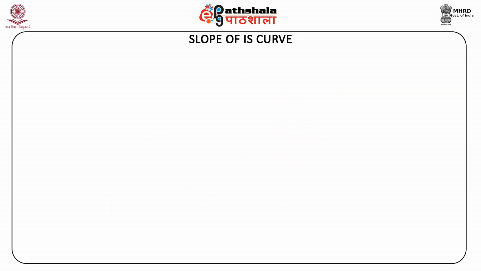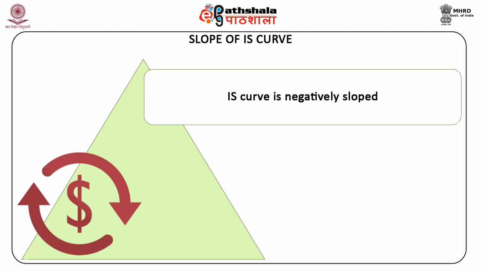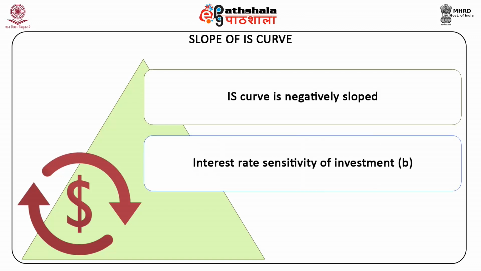Moving on to the slope of the IS curve. The IS curve is negatively sloped because a higher interest rate induces lower investment spending, thereby leading to a fall in aggregate expenditure and the equilibrium level of income. The slope of the IS curve, that is, how flat or steep it is, depends upon two things. First, the interest rate sensitivity of investment, that is b, and second, the multiplier.